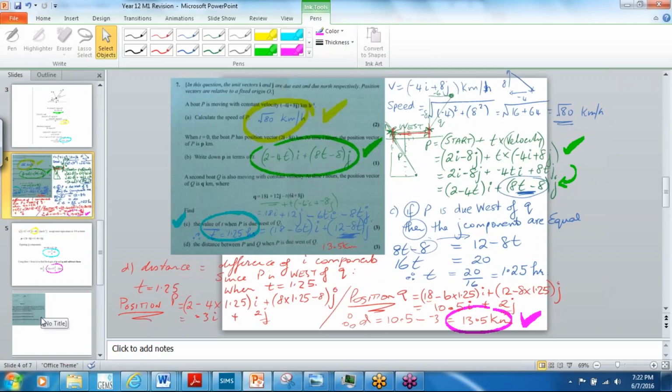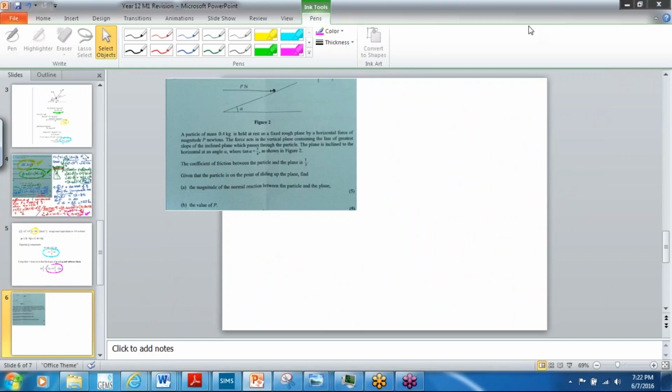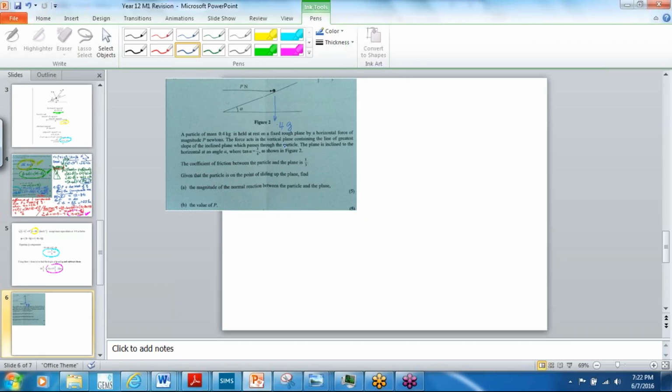Let's have a look at question 3. A particle of mass 0.4 kilograms, so if we use this diagram, that's 0.4g acting down, on a rough fixed plane by a horizontal force of magnitude P. Now, I'll draw this again, because a push force is similar to a pull force of P newtons.